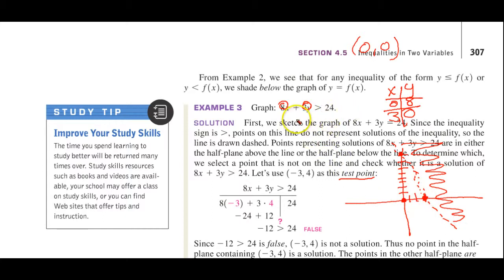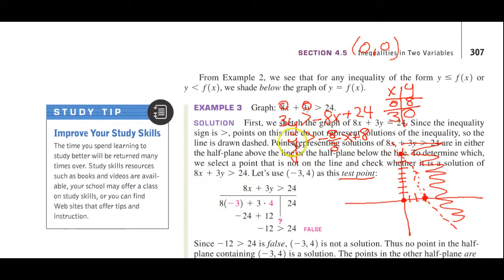Now, notice that this was 3y is greater than negative 8x plus 24, and that if we divide everything by 3, y is greater than negative 8/3 x plus 8. So there's our y-intercept, and we're going to go over 3, up 8, which we can't do, so we're going to go over 3 this way, down 8, and there's our other point.